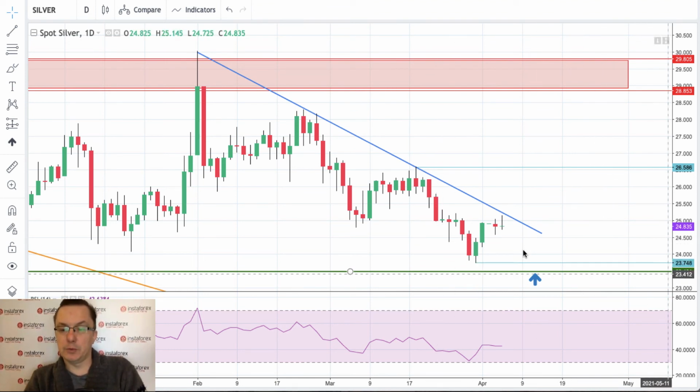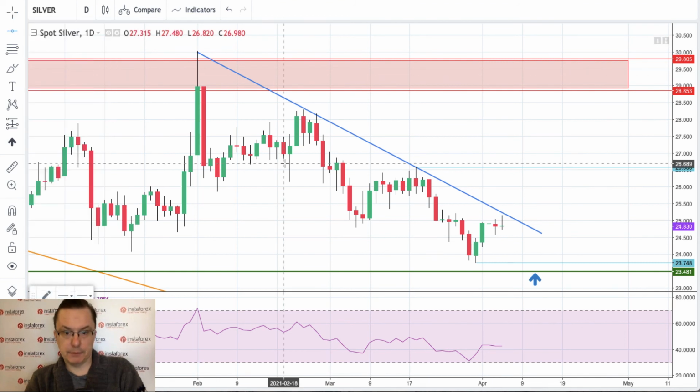Technical support 23.74, and the lows of the 5th of April. This low is 24.56. So this is the immediate low for the bulls. As long as we trade below this blue trend line, the downtrend is still intact, and only a valid breakout above apparently the level of 25.38. That's the level here.